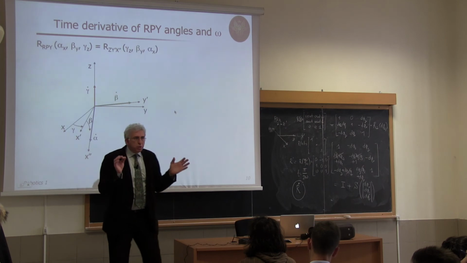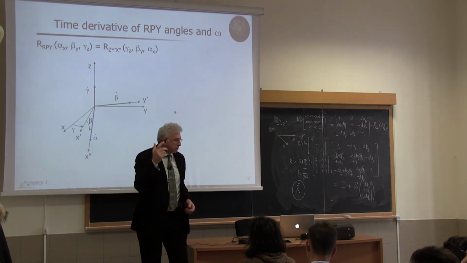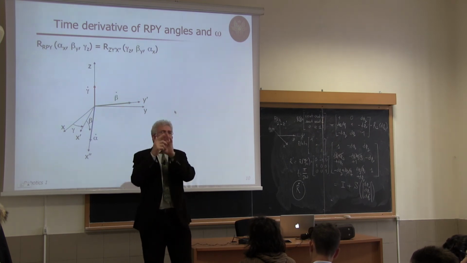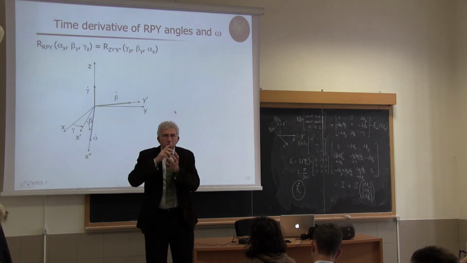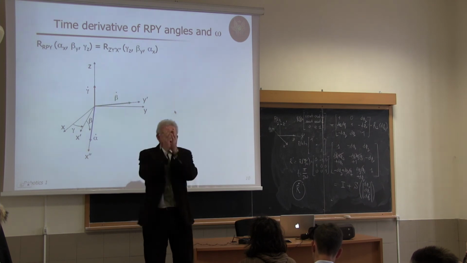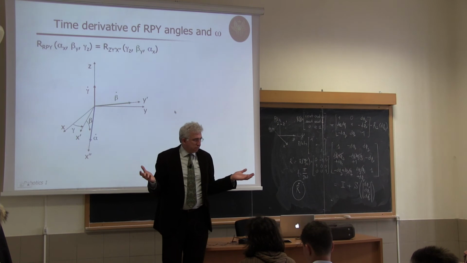So again, what are we doing? I'm saying I have an orientation represented by three angles. This is one example. And these three angles change over time. So this means that the orientation is changing, and if the orientation is changing, I should have some angular velocity. What is this angular velocity?